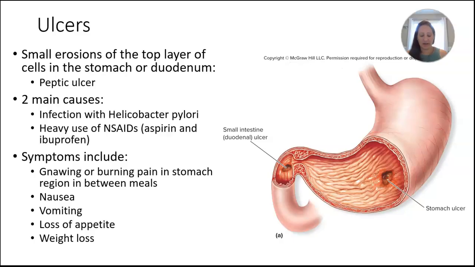And the second is actually a bacterial infection. The bacteria Helicobacter pylori is the second main cause of stomach ulcers. Symptoms: gnawing or burning pain in the stomach between meals, nausea, vomiting, loss of appetite, loss of weight.